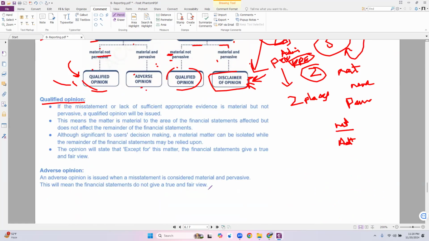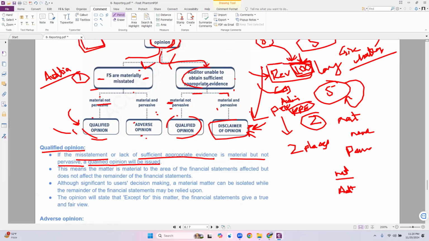Okay. Now let's read from the notes. If the misstatement or lack of sufficient appropriate evidence is material but not pervasive, again, a qualified opinion will be issued in both of these cases. Either you were not able to get sufficient and appropriate evidence, or there was a mistake in the financial statements; it was material but not pervasive, so in both cases you give the same opinion, which is known as a qualified opinion, right?